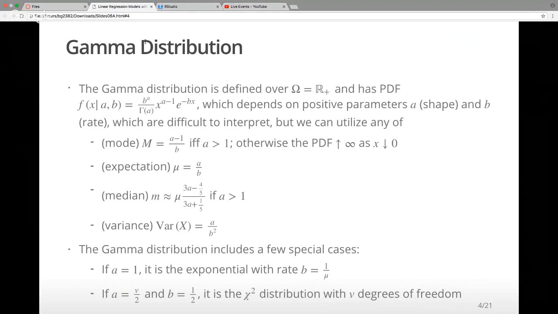So the gamma distribution is a very flexible one. It includes a couple of special cases that we've already mentioned. One, if the shape parameter a is equal to 1, then it simplifies to an exponential distribution with rate parameter b, and the rate is equal to 1 over the expectation of an exponential random variable.